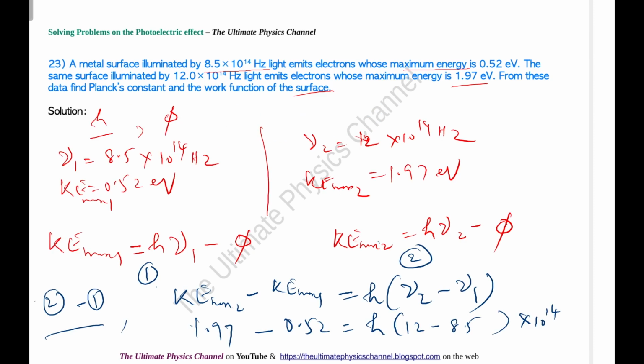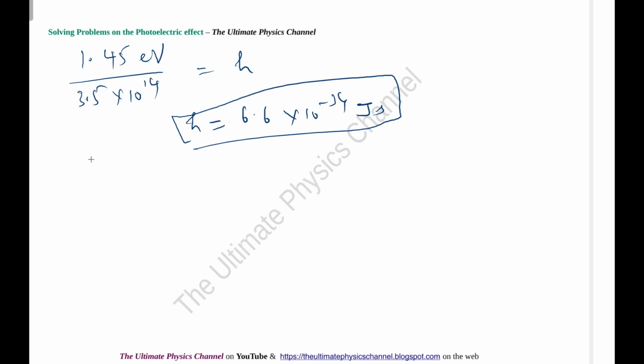What about the second part of this question? From these data, find Planck's constant. That's the first part. Then the work function of the surface, phi, how to calculate that. That is very straightforward. We can take any one of the equations and do it. Let's say the second equation: Ke max 2 is equal to h nu 2 minus phi. We want phi here. So phi is equal to h nu 2 minus Ke max 2.